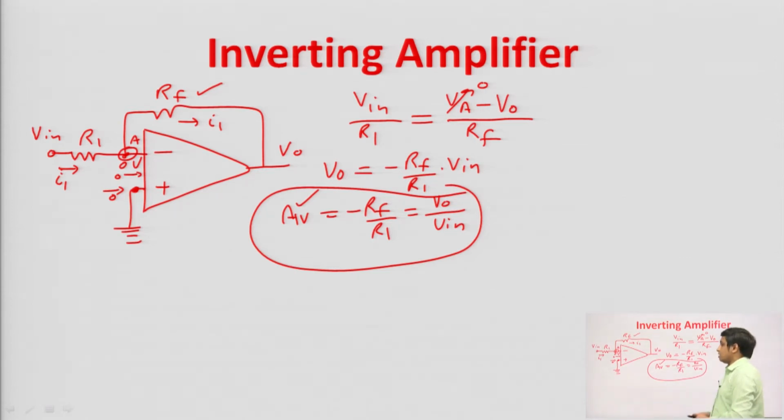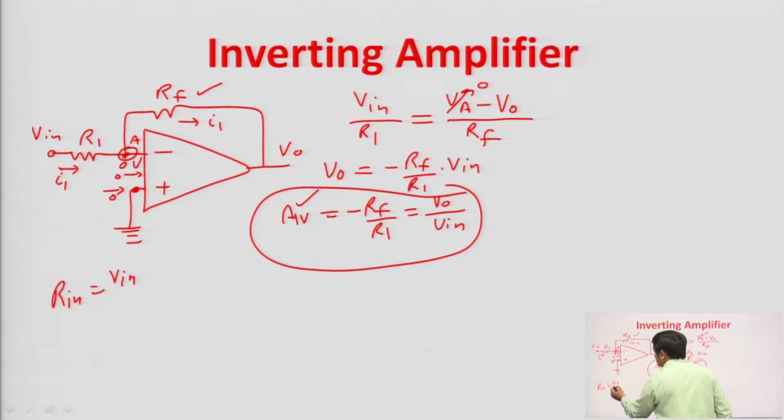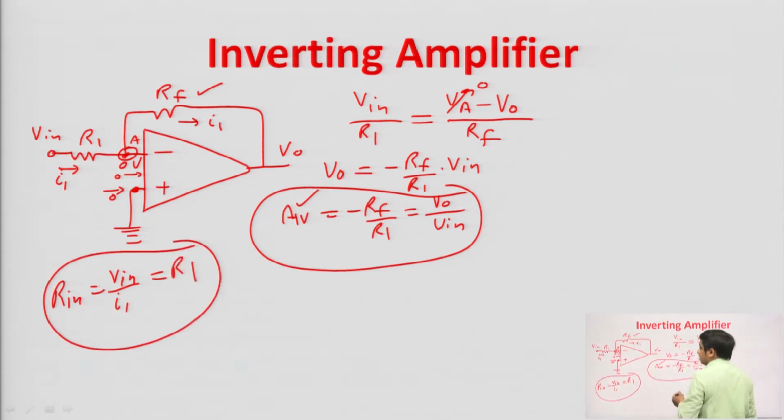Now, what will be the input resistance of this circuit? The input resistance will be equal to input voltage upon input current, that is equal to R 1. So, the input resistance is R 1 and of course, the output resistance is 0, the resistance seen at the output terminal is 0. Now, since the input resistance is R 1 and we want higher input resistance for voltage amplifier, if we increase the value of R 1, then your voltage gain will be reduced. So, the limitation of this inverting amplifier is that the input resistance is very limited. To remove this drawback, we use non-inverting amplifier.